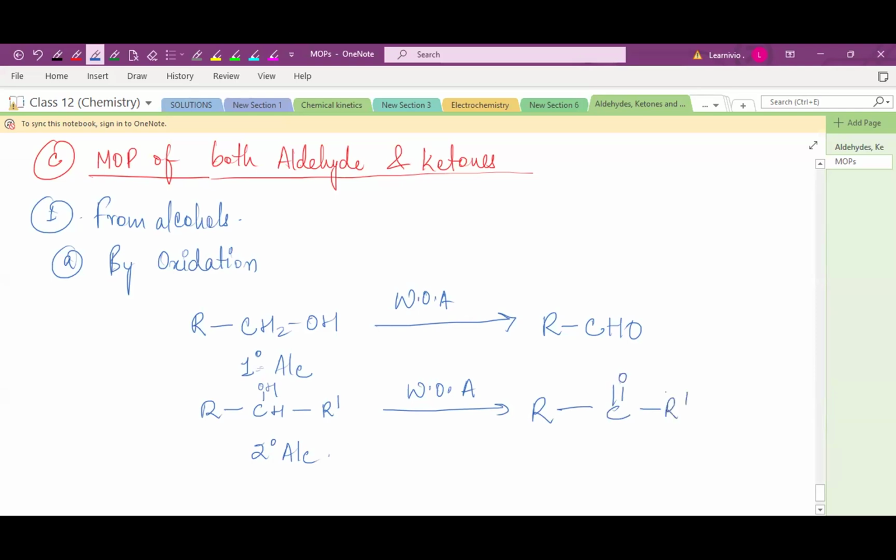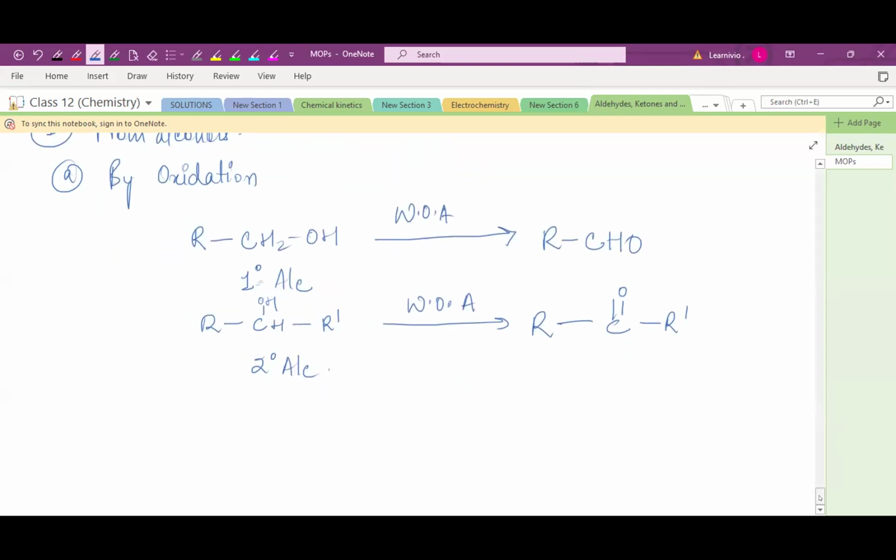So just remember, a primary alcohol will give you an aldehyde on oxidation, and which type of oxidizing agent will you use? A weak oxidizing agent. A secondary alcohol will give a ketone on oxidation. Clear?